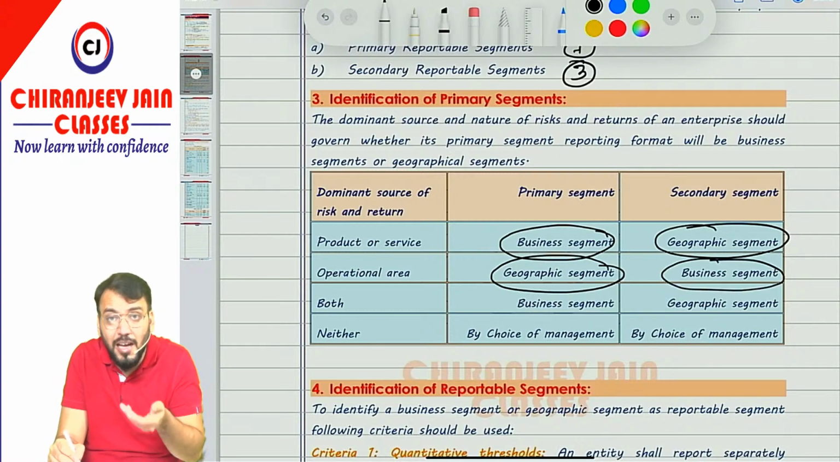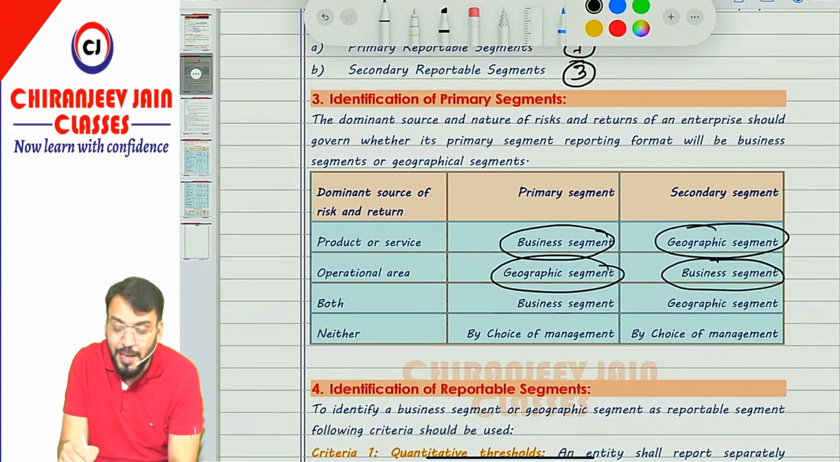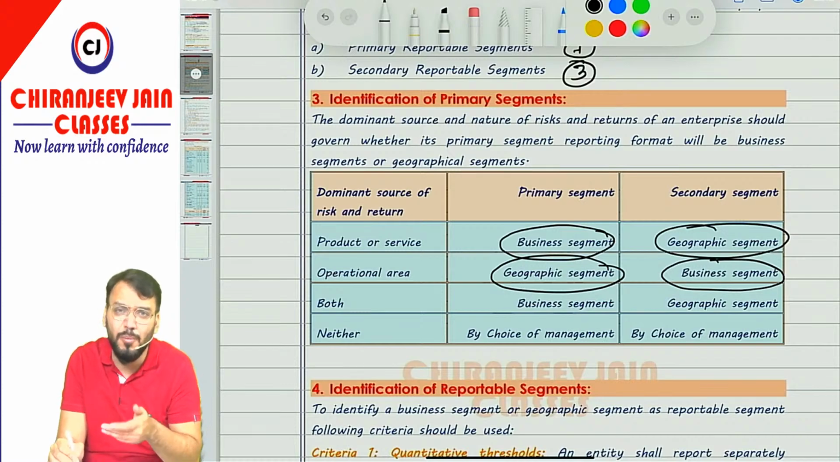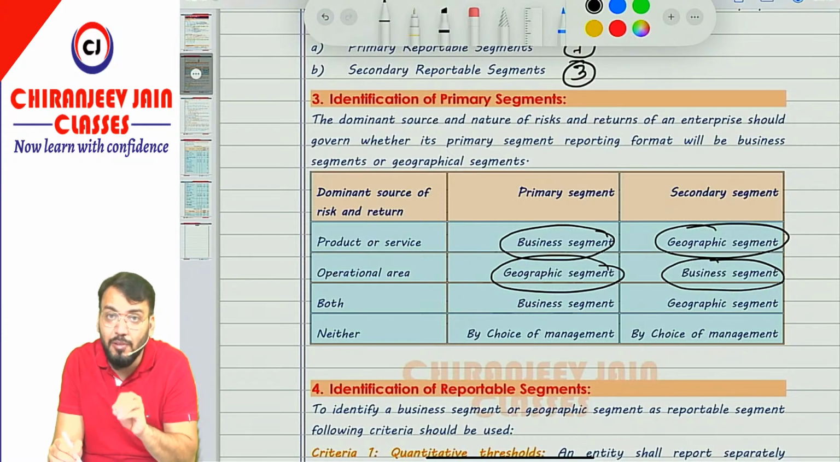But if both are dominant or neither of them is dominant, in that case it is based on management discretion. Management will decide which one is primary and which one is secondary. However, the information will be given in the question as to which one is primary and which one is secondary. From the examination point of view, in most questions, business segment will be primary and geographical segment will be secondary.